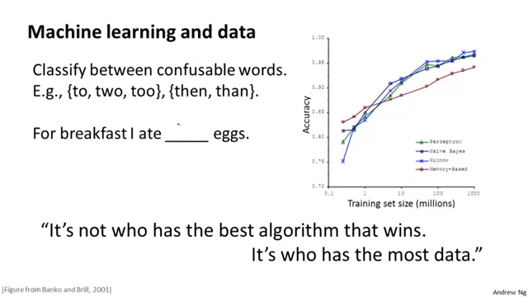So for breakfast, I ate two, T-W-O, eggs. And we saw in this example these sorts of results where, so long as you feed the algorithm a lot of data, it seems to do very well. And so it's results like these that has led to the saying in machine learning that often it's not who has the best algorithm that wins, it's who has the most data. So we want to learn from large data sets, at least when we can get such large data sets.